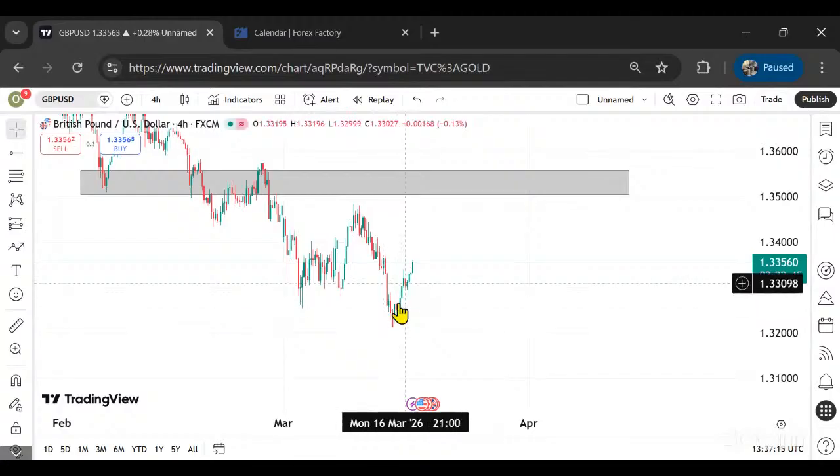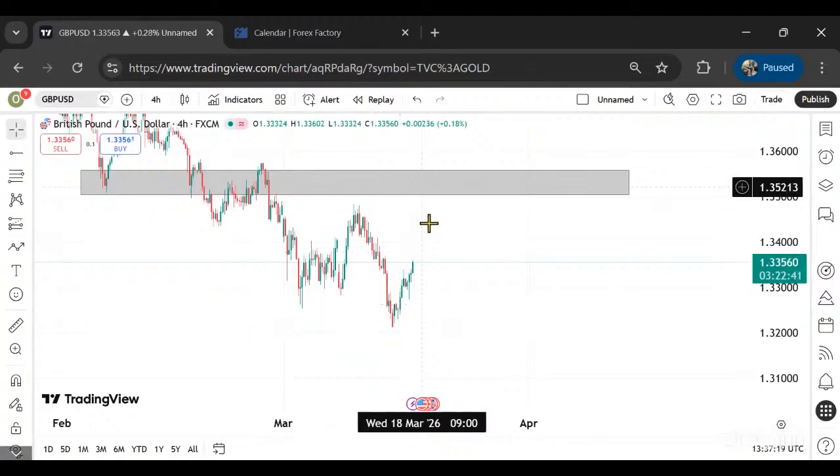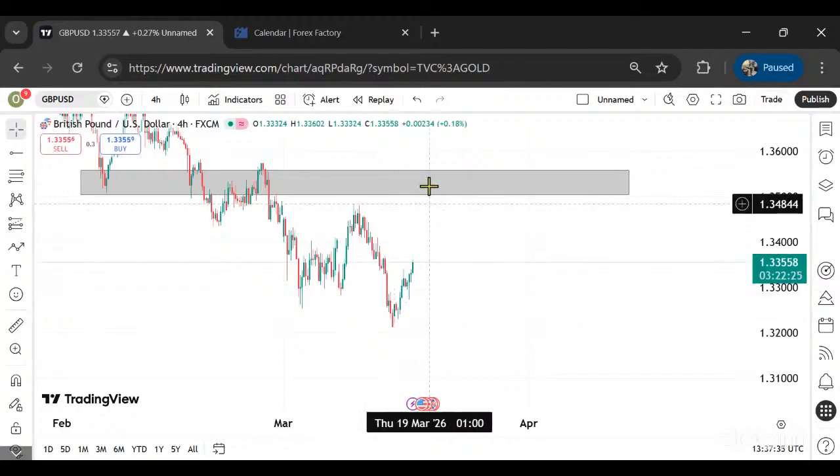Let the market get to this level before I sell, because there's a high chance the market might start selling again, and you're going to lose your money. Always wait for the market to do what? To come to your point of entry. That is your sell position entry before you sell.